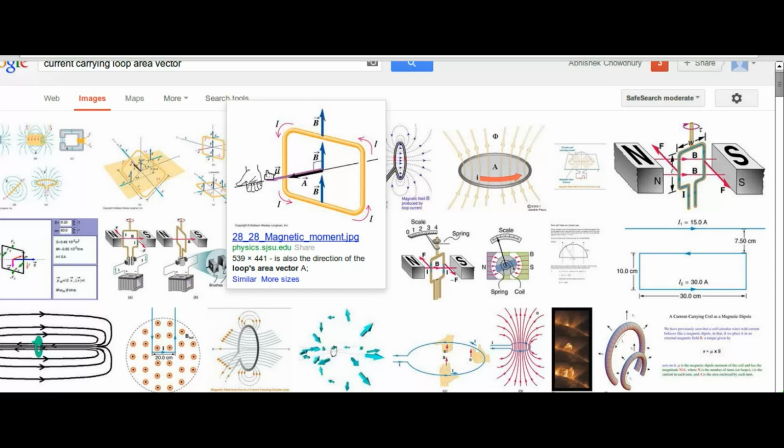So if the current is in the clockwise direction, your fingers would curl clockwise, and your thumb would be pointing inward. So the direction of the area vector would be going inside. Whenever the direction of current is anti-clockwise, the area vector will be coming out, and whenever the direction of current is clockwise, the area vector will be going in.